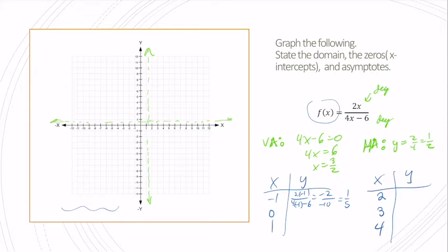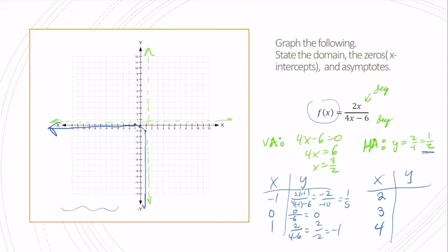1/5, which is still below my line right here. Positive 1/5 is less than a half. When x is 0, I've got 0 over -6, so that's just 0. And when x is 1, I've got 2 over 4 minus 6, which is 2 over -2, which is a -1. So here is my graph. It looks very similar to the one we drew before.